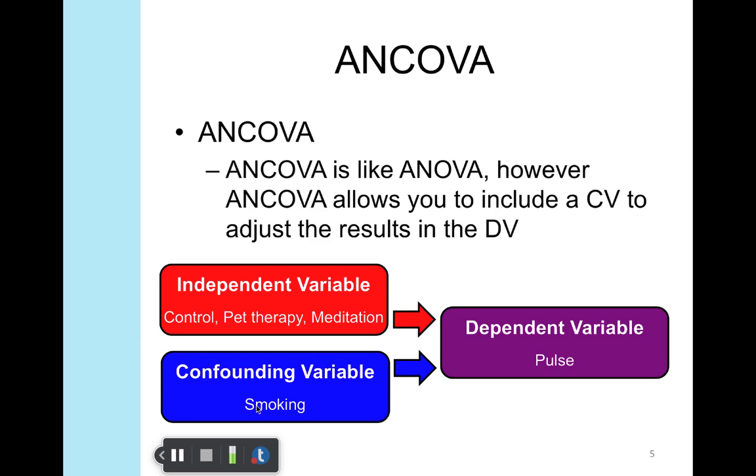Now, something very important to remember is that the covariate that you include in your ANCOVA analysis must be a continuous variable. So in this particular example, smoking is our continuous variable, and it's going to be defined as the number of cigarettes the participant smokes in a typical day.